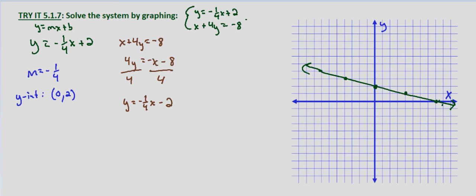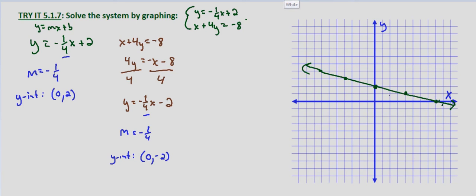So we should notice something right off the bat. Both of these equations have a slope of negative 1/4. But one's adding 2 and one is subtracting 2. So what does that mean? That means with this equation we have a slope of negative 1/4, again, that could be negative 1 over 4 or 1 over negative 4, and our y-intercept is (0, negative 2). So we have two lines that have the same slope, different y-intercepts. That means they're parallel, which means there's going to be no solution. But we'll go ahead and graph it to verify.